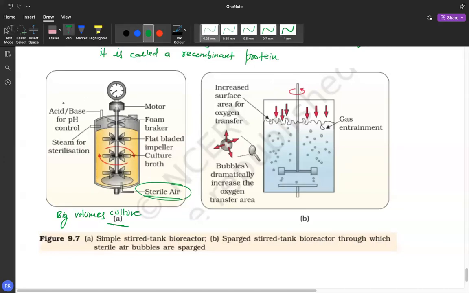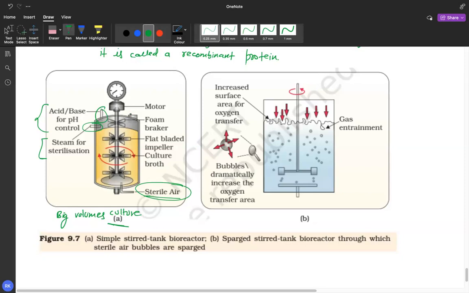You have an acid base control. You can control how much acidity or basicity you want in your system. And you have steam for sterilization. This is the inlet for steam. Before you start an experiment, you have to send a lot of steam, very hot steam inside, to kill anything which is remnant. So you use the reactor to culture one type of bacteria, then you can wash it up, send in steam, sterilize again, and then you can culture a different kind of bacteria also in the same reactor for the next project. Okay.